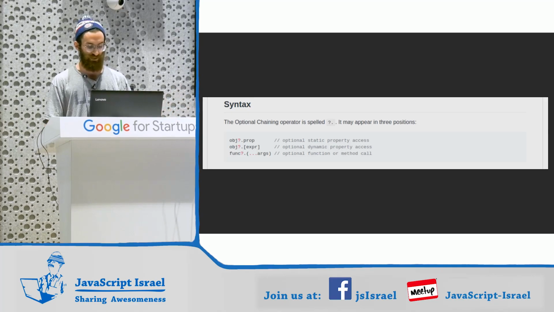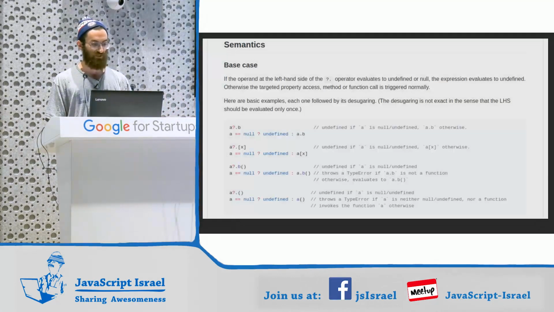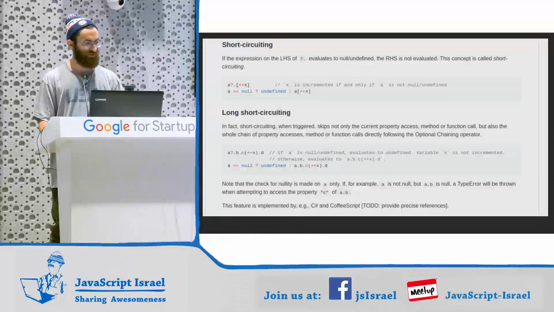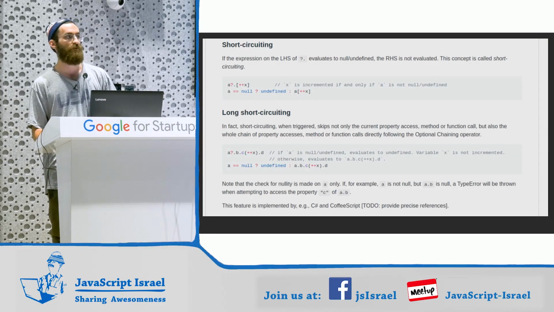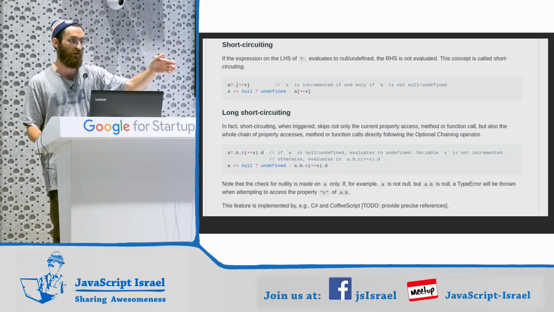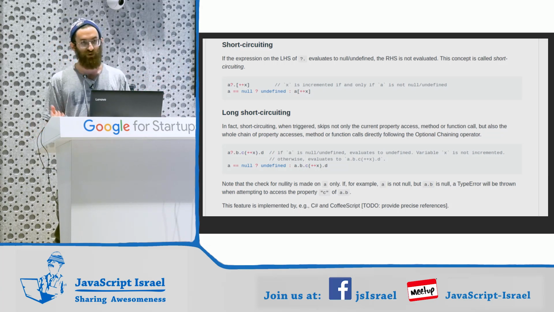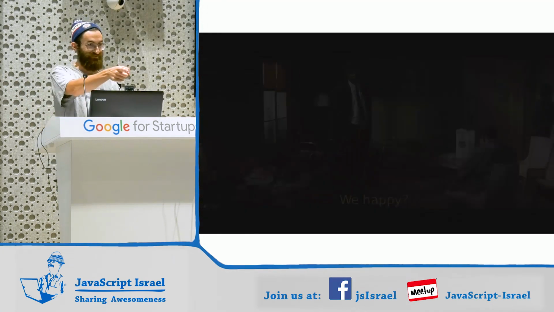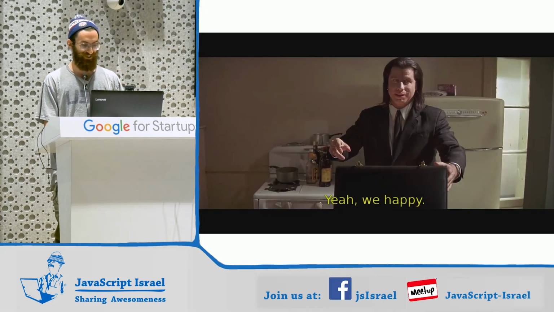So here we've got some syntax. We've got some semantics. I'm sure they got that word out of the spec. And we've got short circuiting, which is what we're going to look at a little bit in the syntax. What happens when you get an undefined with a question mark? Do we want to keep computing things or throw errors? The answer is people have different opinions and they like to argue about it. So we happy? Yeah, we happy. There you go.